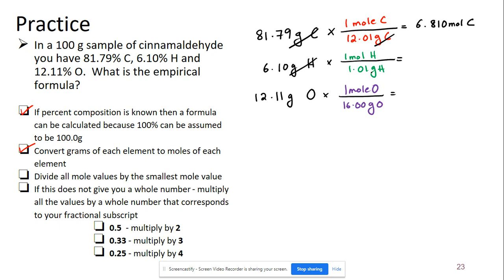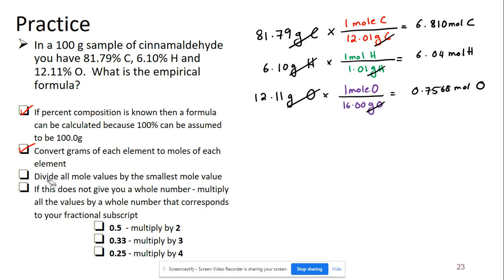And then grams of hydrogen cancel out. 6.10 divided by 1.01 gives me 6.04 moles of hydrogen. And then grams of oxygen cancel out. I have 0.7568 moles of oxygen. So step two, done.